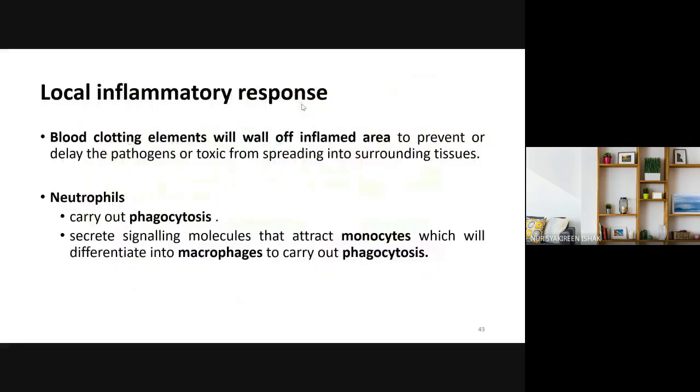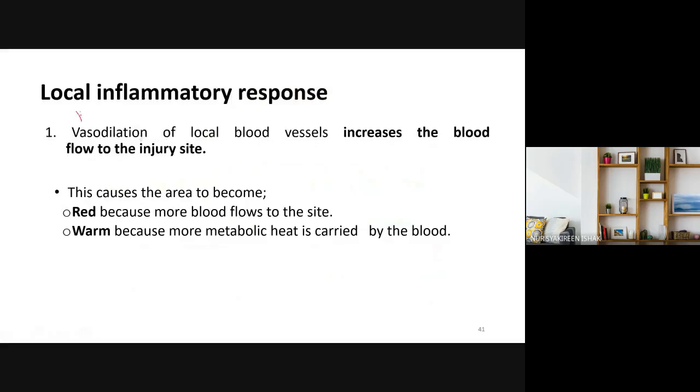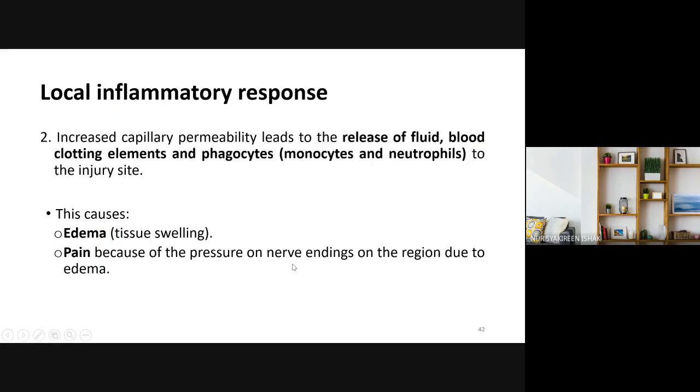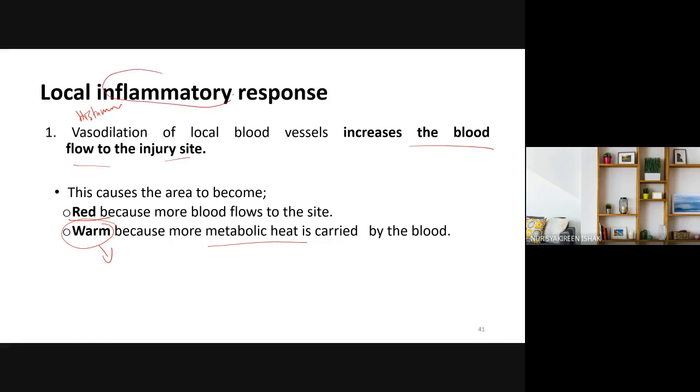So, vasodilation of local blood vessels kan disebabkan oleh histamine tu tadi. Vasodilation of local blood vessels increases the blood flow to the injury site. Okay, saya dah mention tadi. So this causes the area to become red. So bila awak luka, kawasan tu akan jadi merah, sebab due to vasodilation brings more blood to the infected area. So second, warm, because more metabolic heat is carried by the blood. So that's why nama dia inflammatory response. Dia akan menyebabkan kawasan tu merah dan sakit kat situ, dan rasa panas.